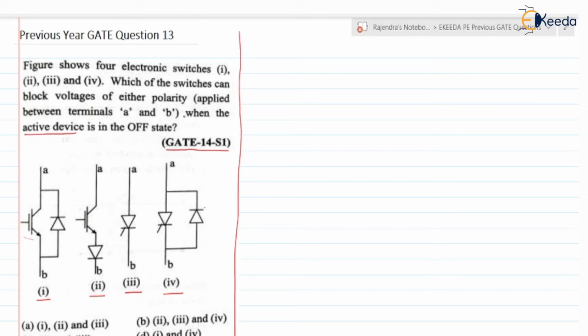So it is given that when the active device is in the off state, out of these four, which switches block the forward as well as reverse voltage? Means indirectly they have asked, out of the four, which switches are the bipolar switches.